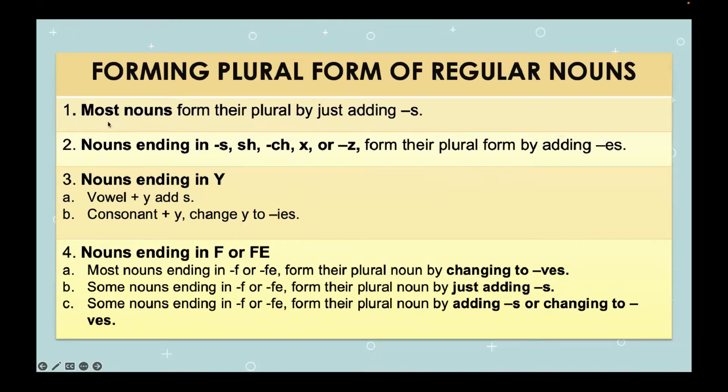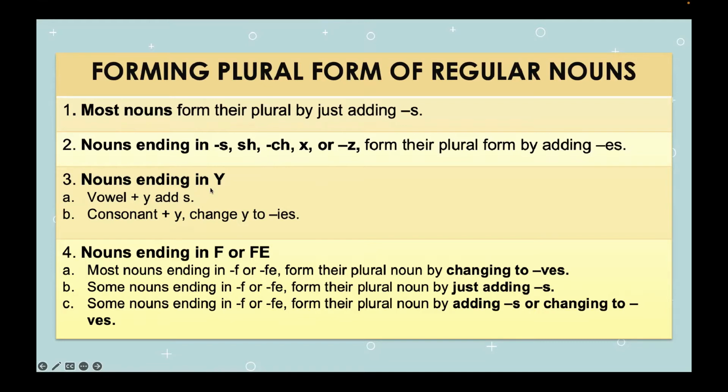Number 1, most nouns form their plural by just adding s, such as apple to apples, water bottle to water bottles, picture frame to picture frames. On the other hand, nouns ending in s, sh, ch, x, or z form their plural by adding es, such as church to churches, paintbrush to paintbrushes, and many more.